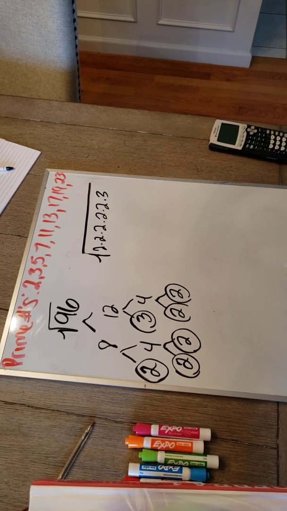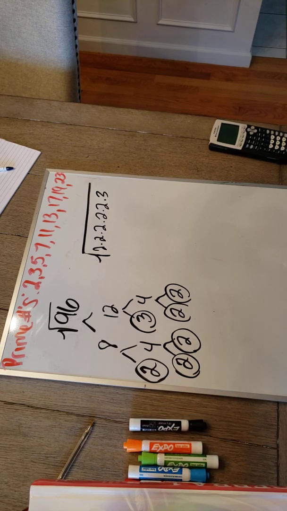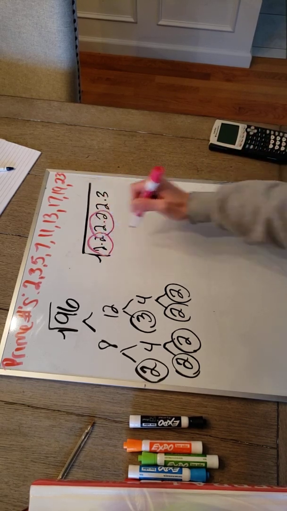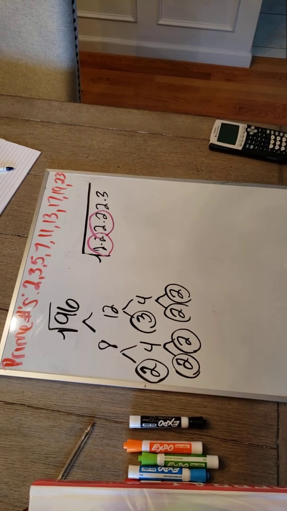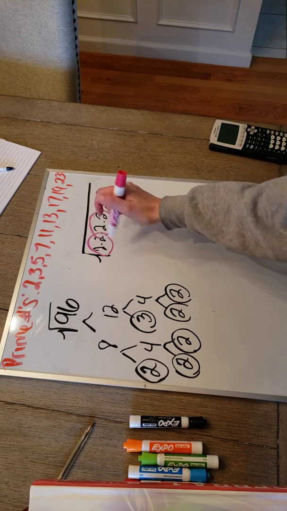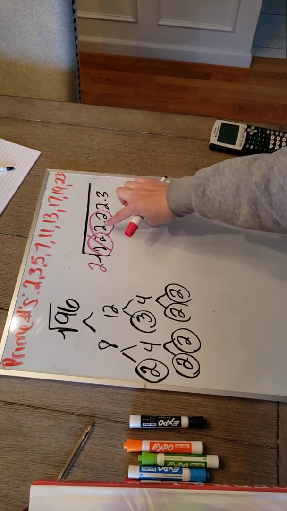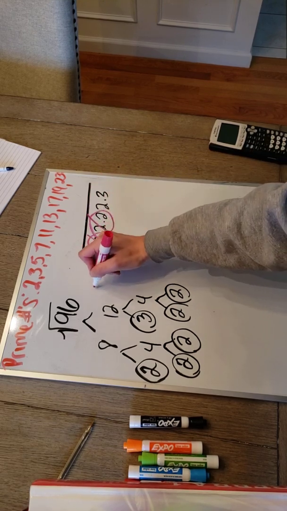Since this is a square root, we're going to circle pairs. Remember, they have to be the same number. So I have a pair of 2s, a pair of 2s. I cannot circle this because it is not a pair. 2 times 2 is 4. The square root of 4 is 2. Bring it out. 2 times 2 is 4. The square root of 4 is 2.